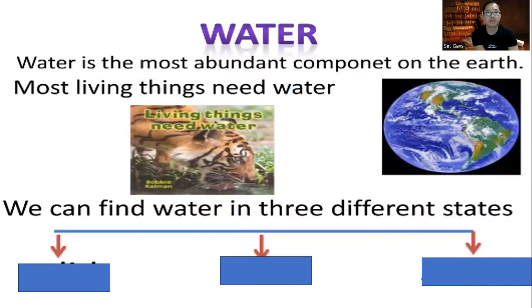Take note that water is the most abundant component on the earth. Most living things need water, like animals, humans, and other living organisms like bacteria.